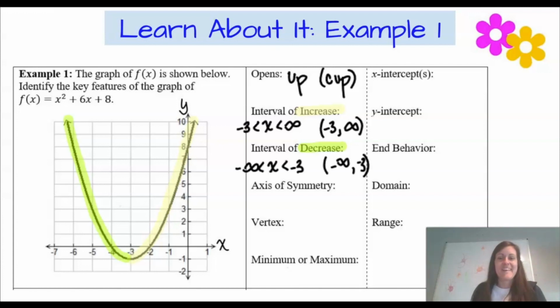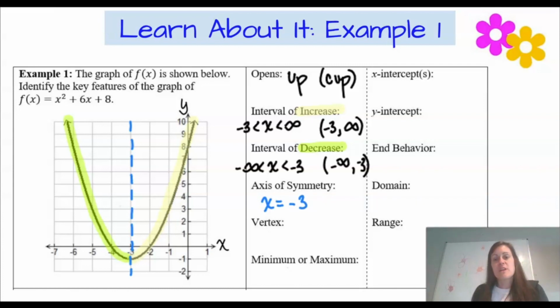There we go. The next key feature that I'm asked to identify is the axis of symmetry. The axis of symmetry is a line that will divide your graph or your picture into two equal reflected halves. So I'm going to draw the line that represents the axis of symmetry for this particular function. And when I identify an axis of symmetry, I'm going to use the equation of a line. The equation of the blue dotted line that I just drew is x is equal to -3.